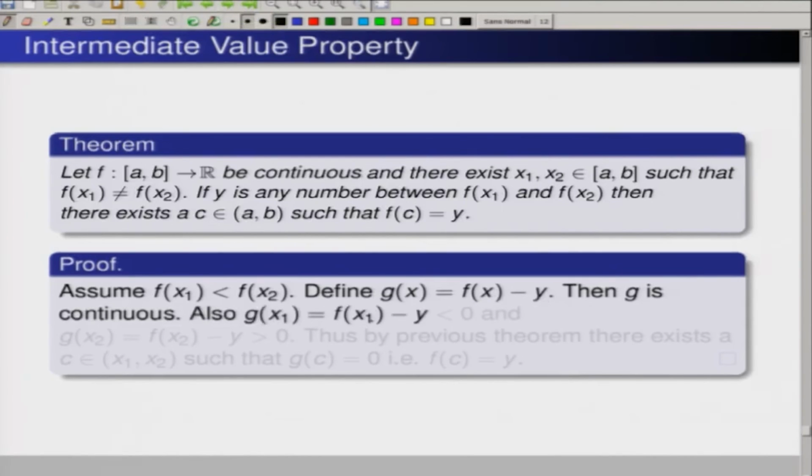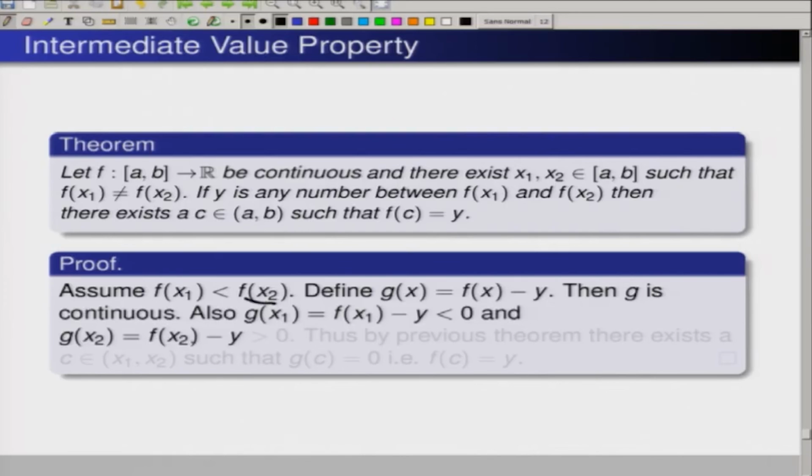Now, g of x 1 is equal to f of x 1 minus y, and y you have taken to be bigger than f of x 1. Therefore, f of x 1 minus y is going to be less than 0. So, g is a continuous function defined on the closed interval a b, and g of x 1 is less than 0. Similarly, if we look at g of x 2, which is equal to f of x 2 minus y. Now, y is less than f of x 2, therefore, f of x 2 minus y is greater than 0.